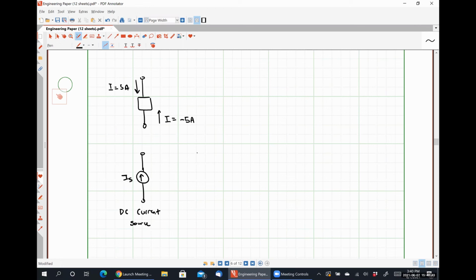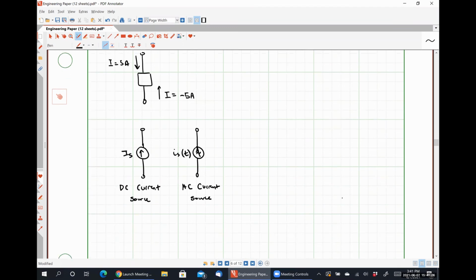Our second representation of a current source will be effectively the exact same thing, but it has that little squiggle to it, which lets us know that it is an AC current source, meaning that our current I varies with time. These two representations are independent current sources, meaning that they supply a fixed amount of current regardless of what is connected to them.